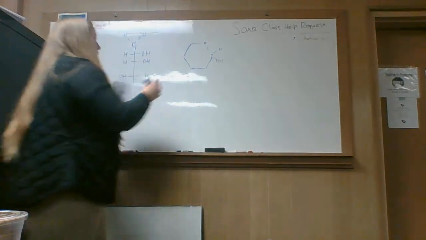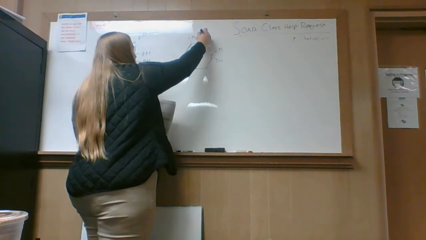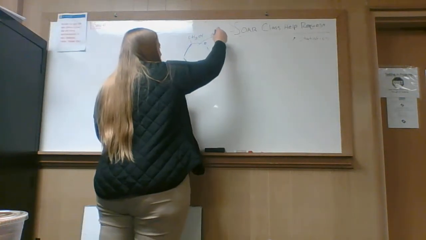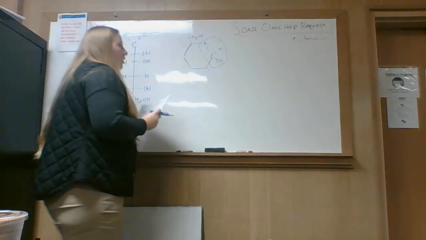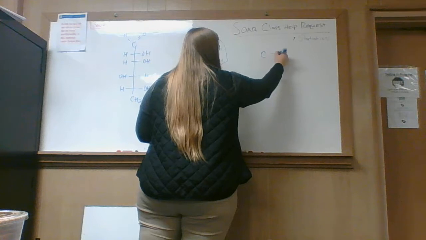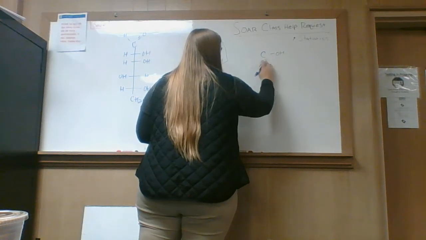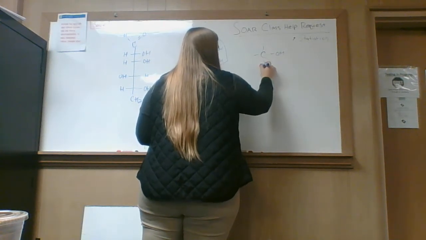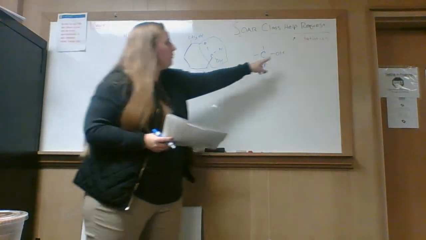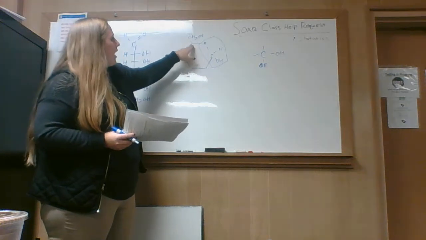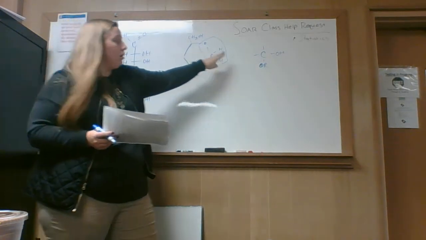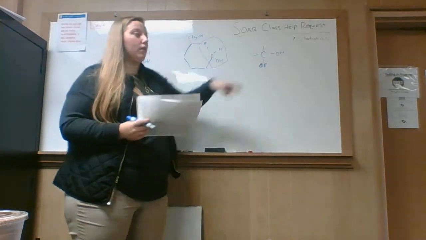I'll leave off the other attachments. Essentially, we're focusing in on this functional group here. So I know it looks slightly different, but we could rearrange it to look like this. So we have a carbon attached to an OH group and attached to an oxygen that's attached to another carbon. What functional group is this? Very good, hemiacetal.